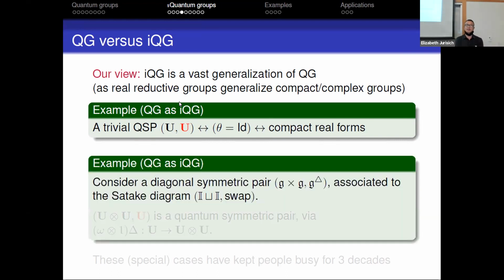Another more interesting case is to consider the diagonal symmetric pair. You take two copies of the Dynkin diagram, disconnected, identical copies, and swap the corresponding vertices. This gives you an involution, the diagonal involution, and the fixed point subalgebra is a copy of g. Turns out you can quantize the above picture. Therefore, this diagonal subalgebra is really isomorphic to the usual quantum group U. So that is why the quantum group can be regarded as an iQuantum group of diagonal type.